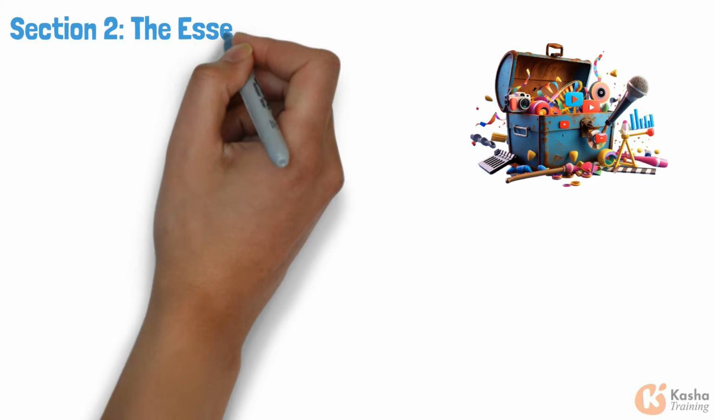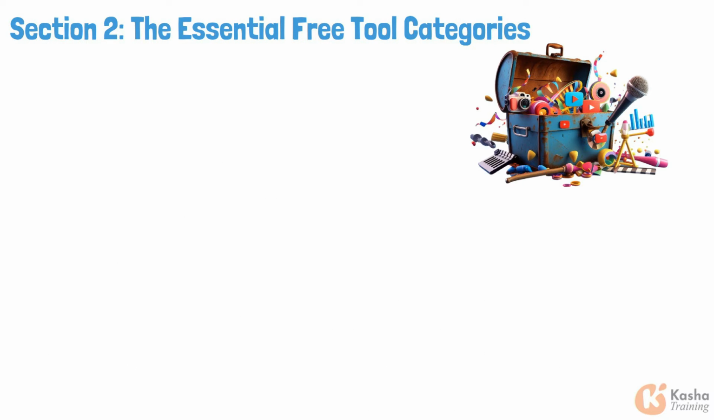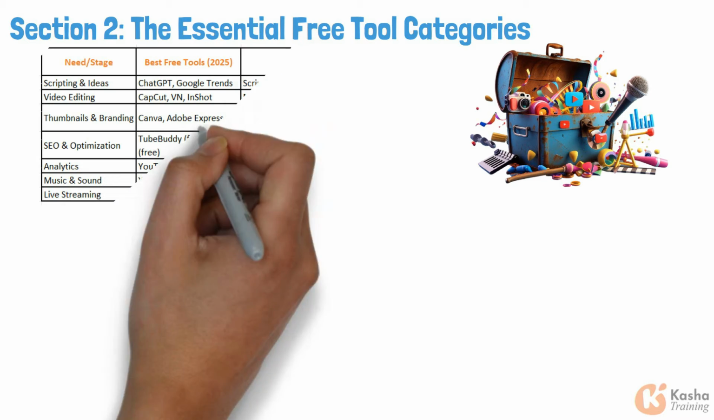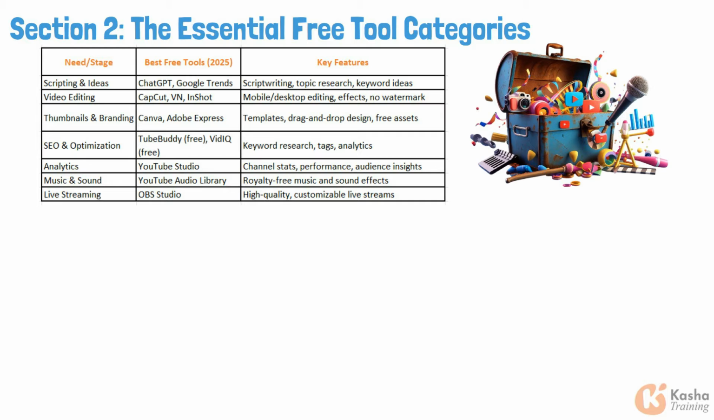Section 2. The essential free tool categories. Here's what every YouTuber needs, and the top free tools for each job. Scripting and ideas: ChatGPT, Google Trends for scriptwriting, topic research, and keyword ideas. Video editing: CapCut, VN, InShot for mobile and desktop editing, effects, no watermark. Thumbnails and branding: Canva, Adobe Express for templates, drag and drop design, and free assets.